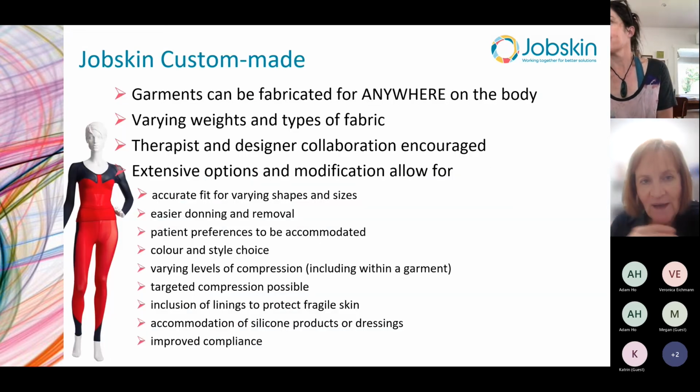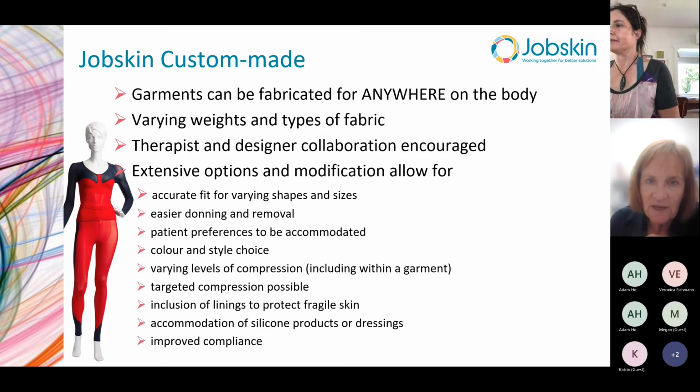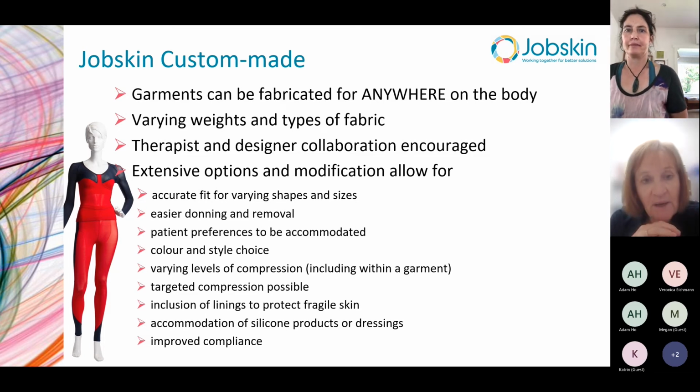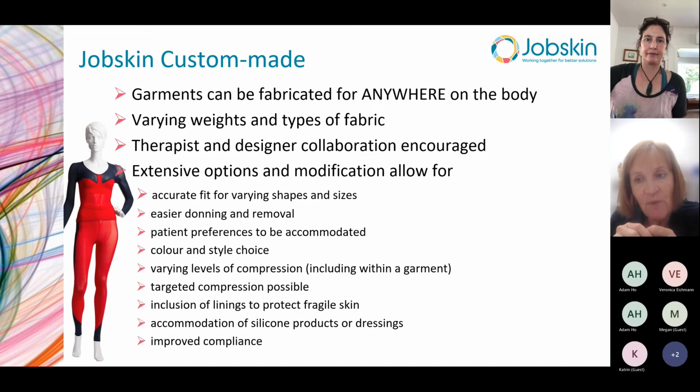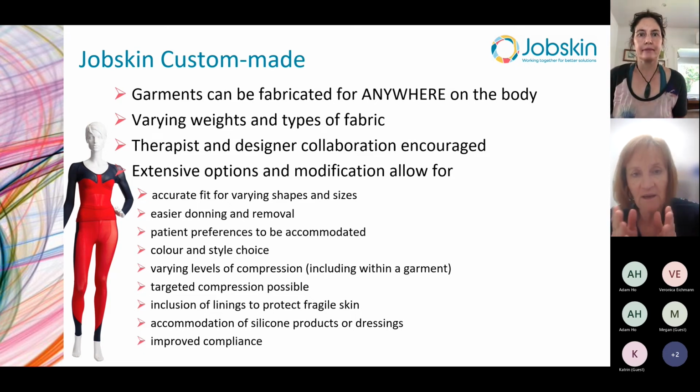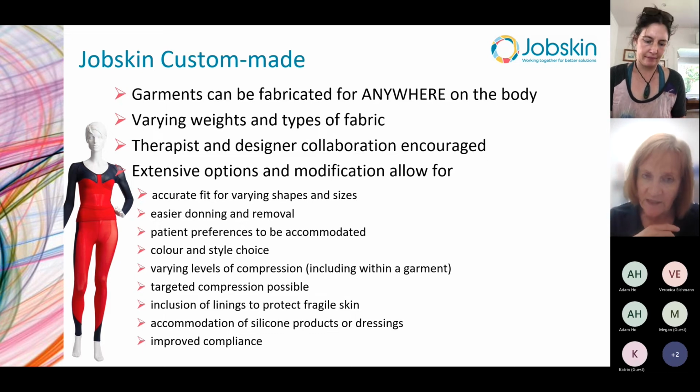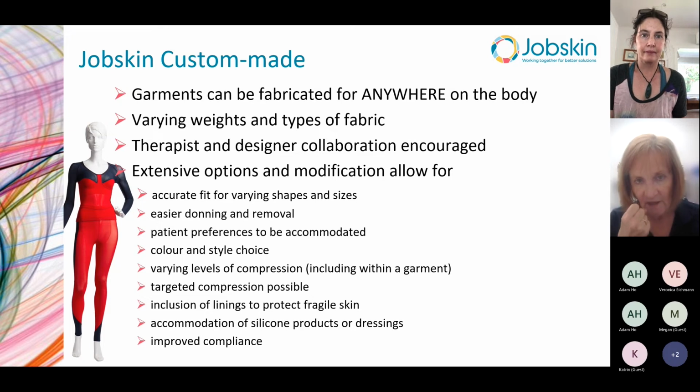So, a quick overview about Jobskin. Jobskin garments can be made for anywhere on the body. They can be made of varying weights of fabric, and there are a couple of different types of fabric. We generally use Power Net, which is lighter weight, and Power Tex, which has a bit more oomph behind it and is a little bit more durable. It's particularly good for higher levels of compression in the lower limb.